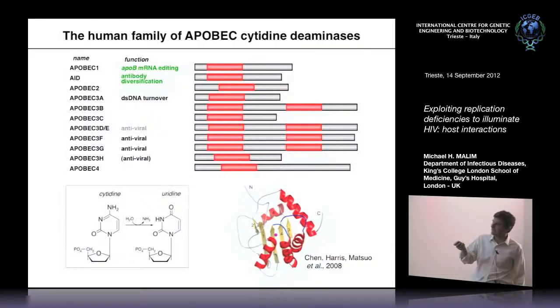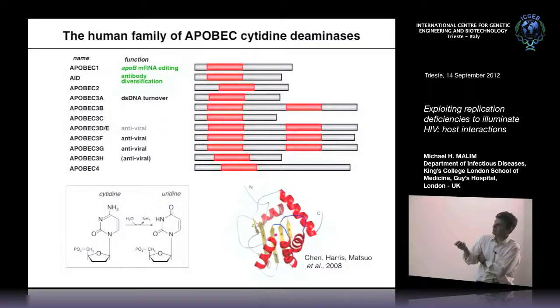A second enzyme in this family is AID, very familiar to immunologists. This is the enzyme in B cells that drives antibody diversification. And in both cases, they were known deaminators of cytidine in the context of RNA or DNA, which led to the question, was APOBEC3G mediating cytidine deamination in the context of HIV infection? And indeed it was, and I'll show you a summary of that in a second.